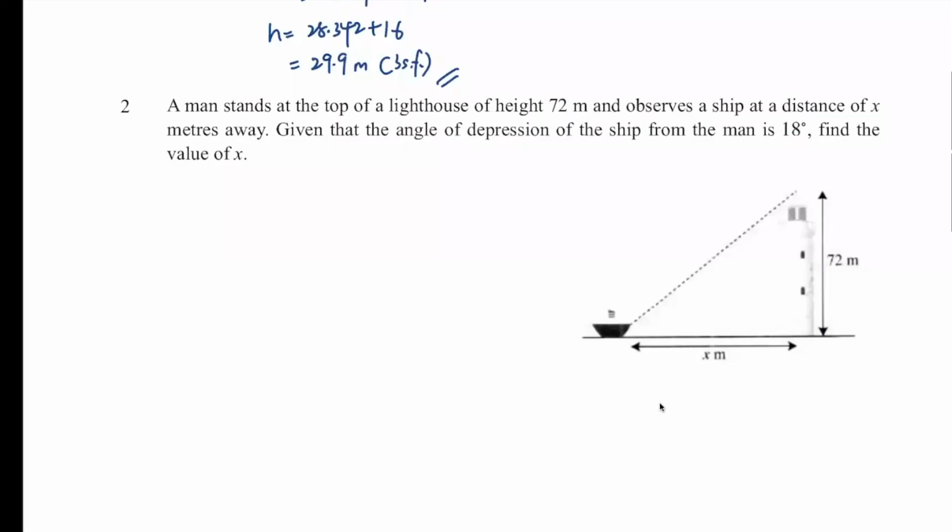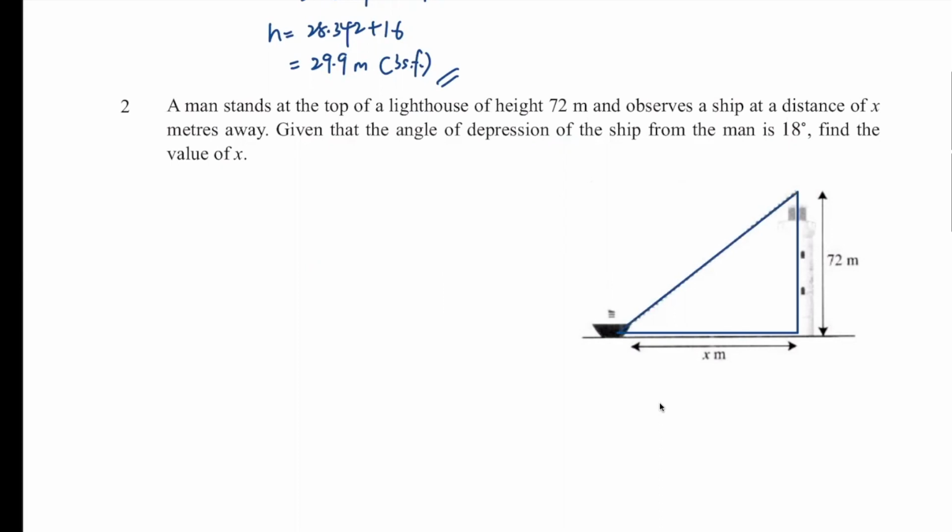Then let me go through example 2 with you all. What happens is that it's an angle of depression question. First things first, a man stands on top of a lighthouse. The lighthouse is actually 72 meters high. So he's standing on top. He observes a ship at a distance of x meters away. So the ship is x meters away. And the angle of depression of the ship from the man is 18 degrees.